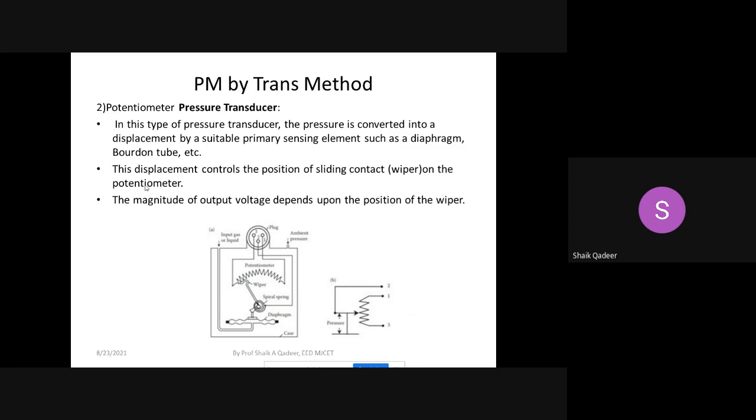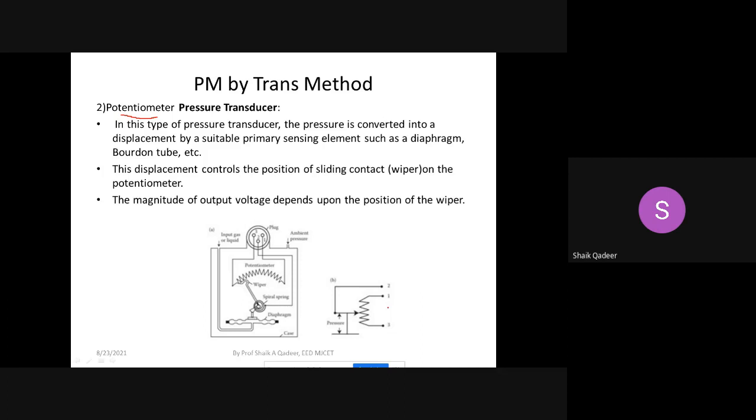Pressure measurement by transduction method 2. This can be done with the help of potentiometer. So we all know what is potentiometer. Potentiometer is a device which converts displacement into electrical signal. Agree or not? Yes, sir. That we will use.